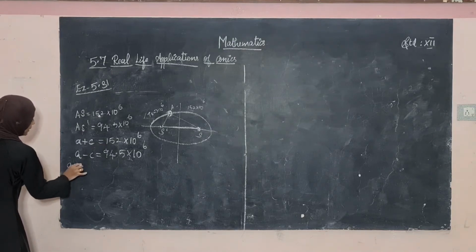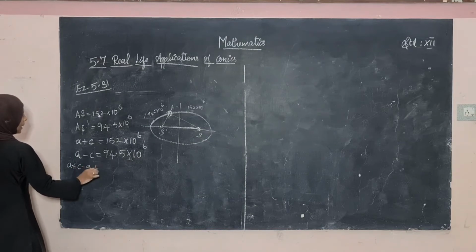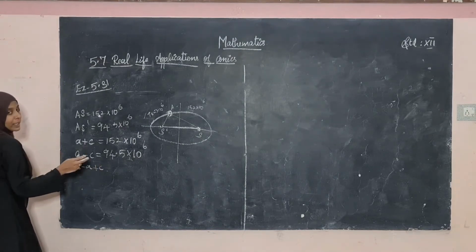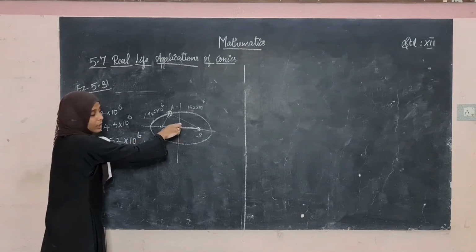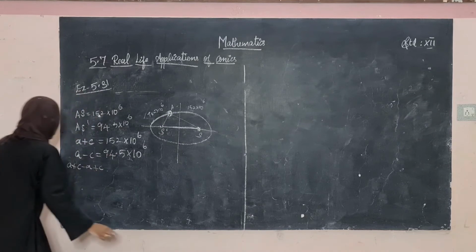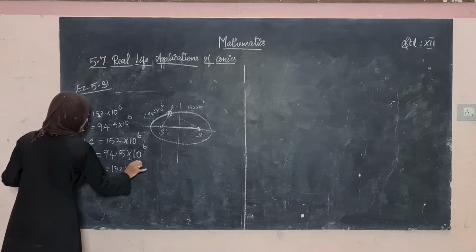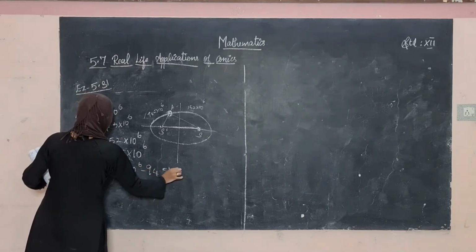Now you just subtract these. On the left-hand side, a plus c minus (a minus c): if you add them you will get 2a, and if you subtract them you will get 2c. 2c only you want to find, that is the difference between the two foci. So the distance between the two foci, that is 2c, is equal to 152 into 10 power 6 minus 94.5 into 10 power 6.